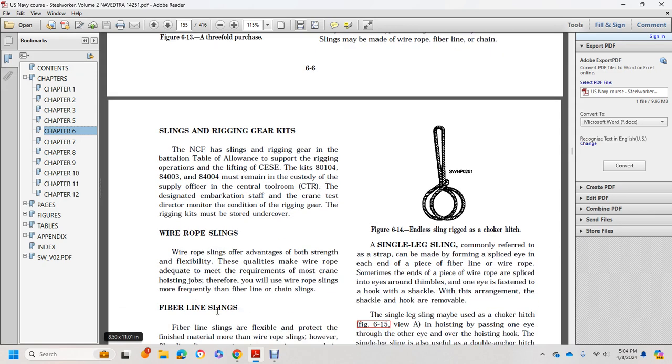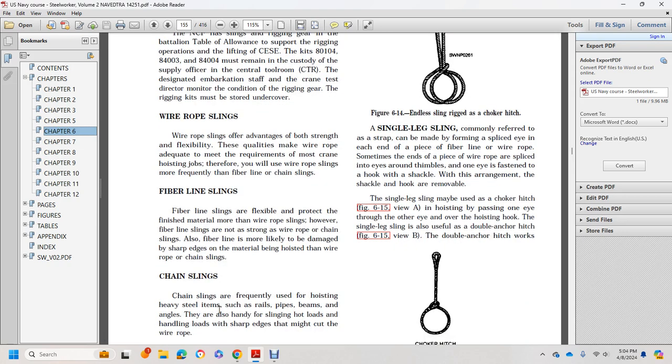The rigging kits must be stored under cover. Wire rope slings offer the advantage of both strength and flexibility, qualities of wire rope that adequately meet the requirements of most crane hoisting jobs. Therefore, you will use wire rope slings more frequently than fiber line or chain slings. Fiber line slings are flexible and protect finished material better than wire rope slings. However, fiber lines are not stronger than wire rope or chain slings.